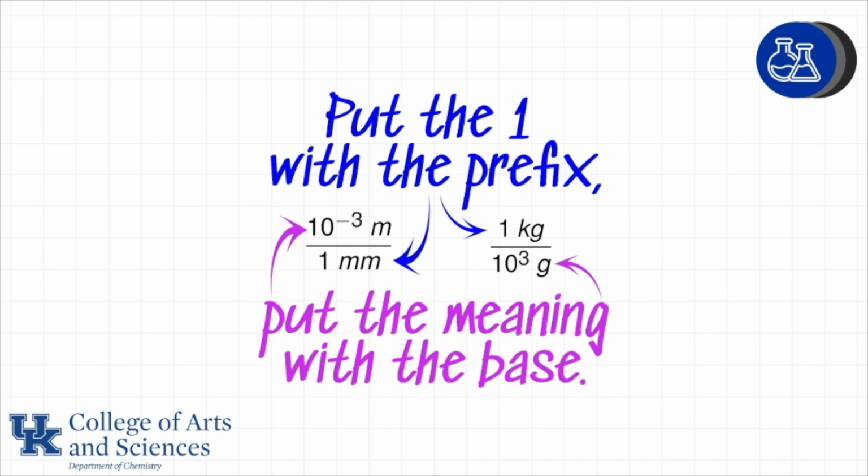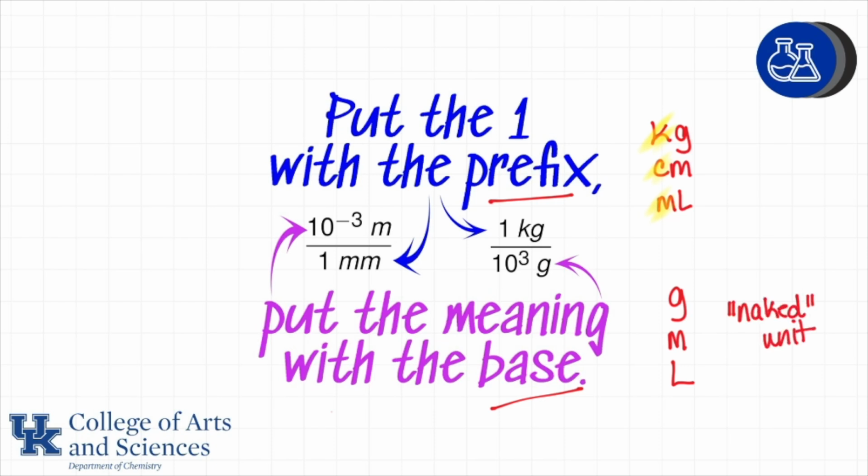Let's break this down a little bit. First, what do we mean by prefix? If we're looking at things like kilograms, centimeters, milliliters, then the letter at the beginning is our prefix. So in this case, k, c, or m, meaning kilo, centi, and milli. For our base unit, what we're talking about are the gram, the meter, the liter. These are our naked units. They don't have any letter in front of them, they're just by themselves. We're also calling these base units, which is different than the SI base units that we've talked about. These are units that we're using to measure, and then we use those prefixes as modifiers.